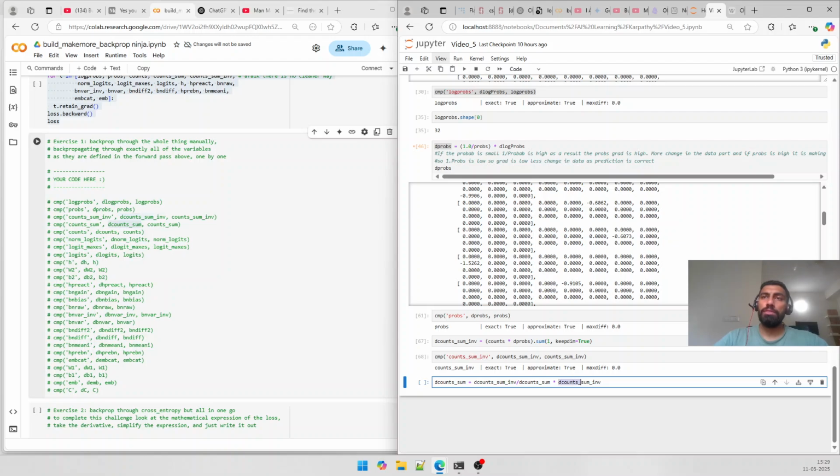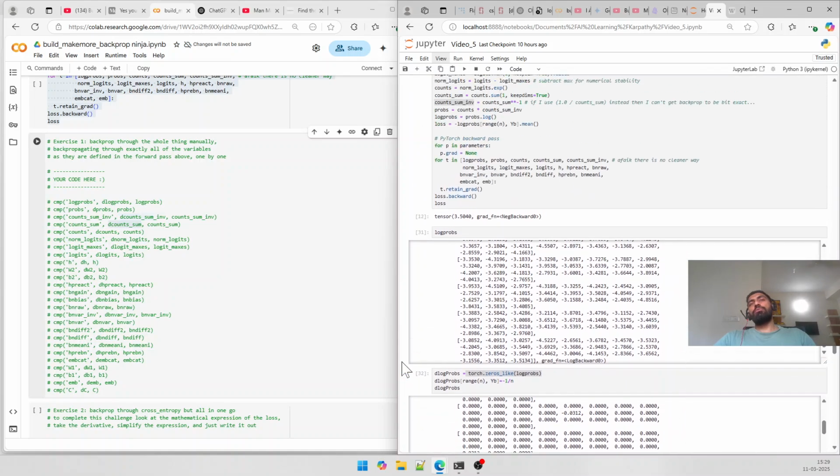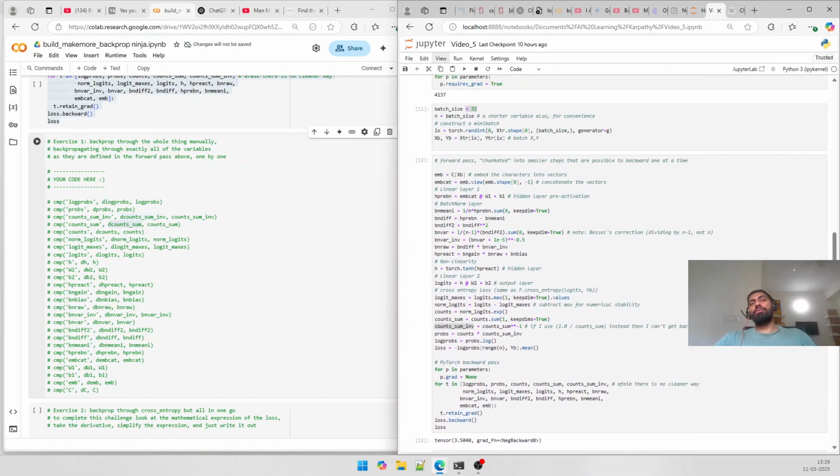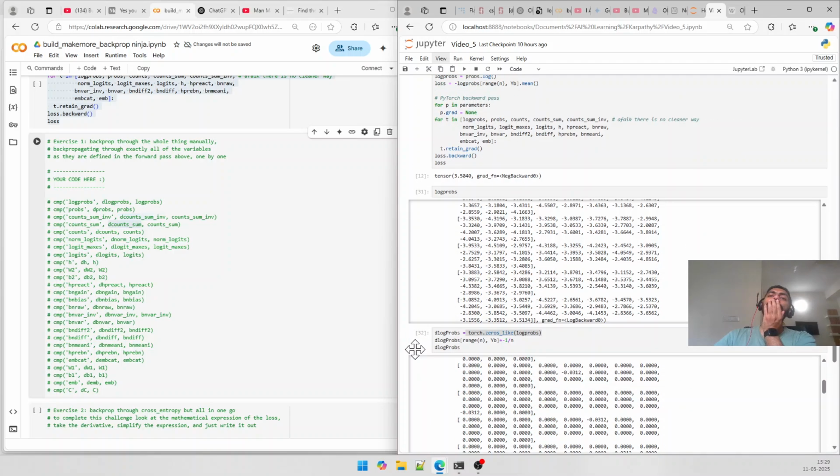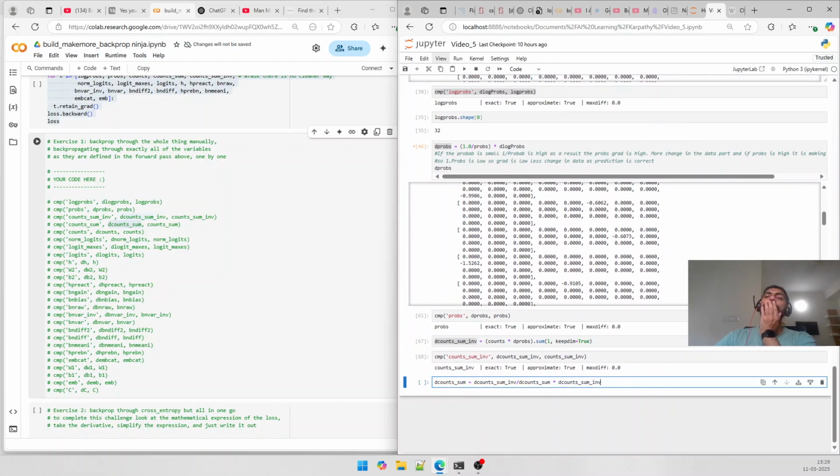The count sum inverse, this is what we calculated here, so we will plug it in directly here. But what we are trying to calculate here is the local gradient. So d count sum inverse, we will focus upon this here.